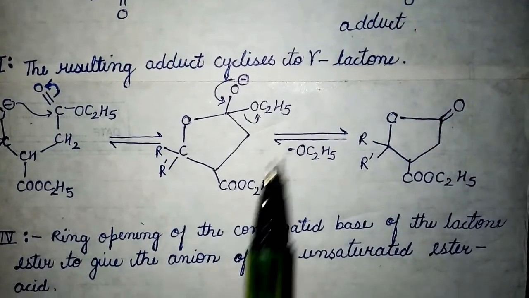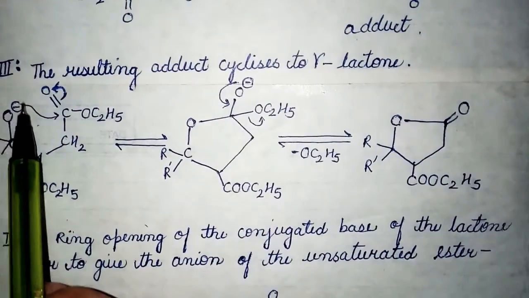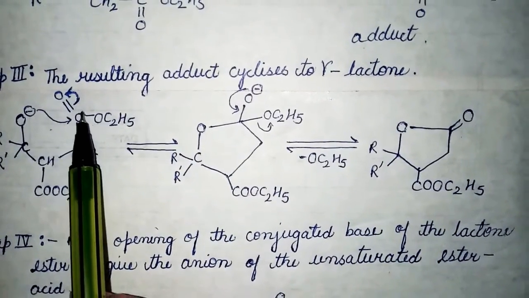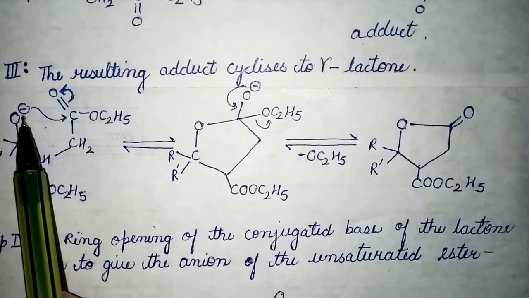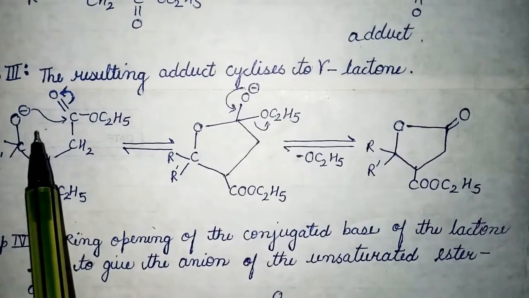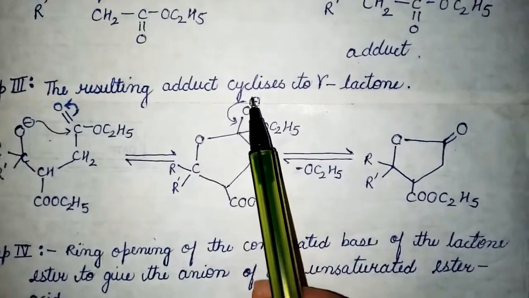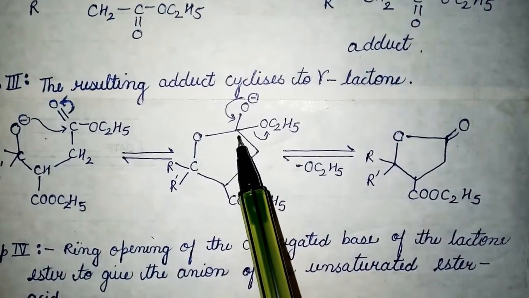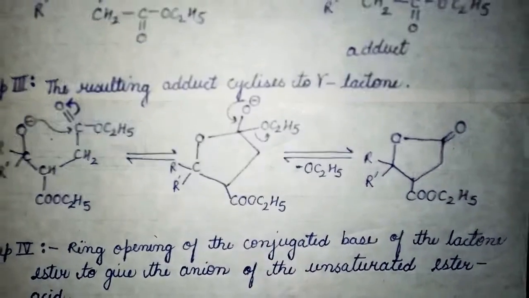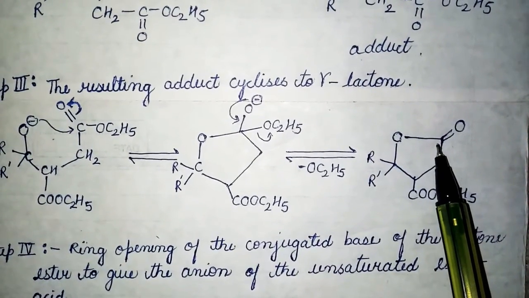Now in third step of mechanism, this adduct will undergo cyclization, or you can say will undergo intramolecular nucleophilic addition to give a product gamma lactone. Okay, so here you can see this alkoxide ion is behaving as a nucleophile and attacking at the electrophilic site of the same molecule. So there is a bond formation between the oxygen and carbon of the same molecule, giving a cyclic intermediate. Okay, now this electron will move towards this carbon to form the double bond, and there is a removal of the ethoxide ion. Okay, and as a result we get the gamma lactone.